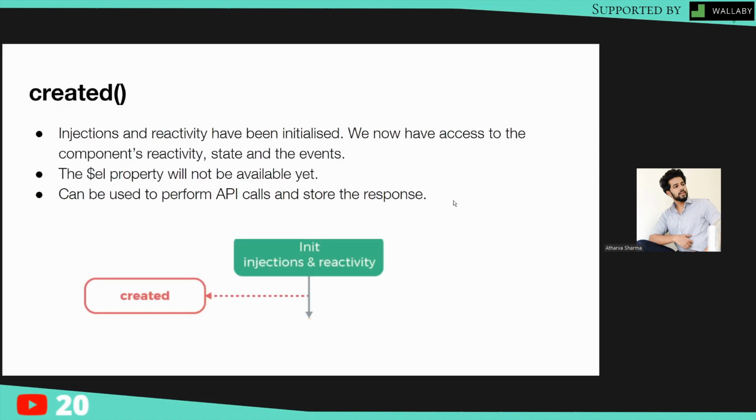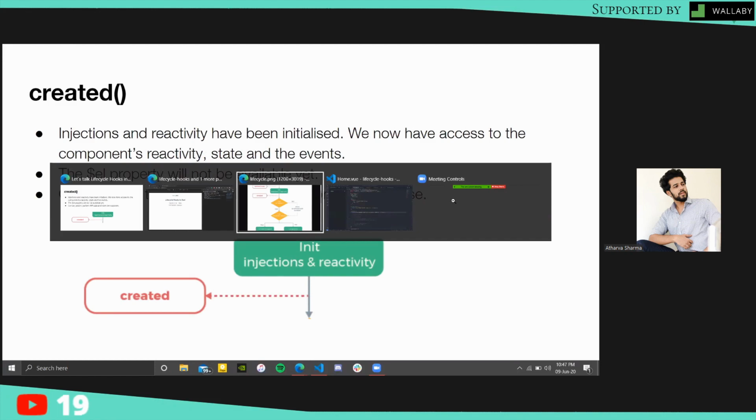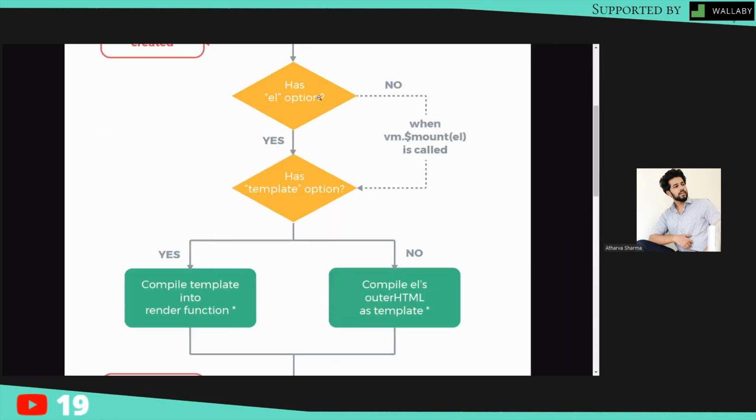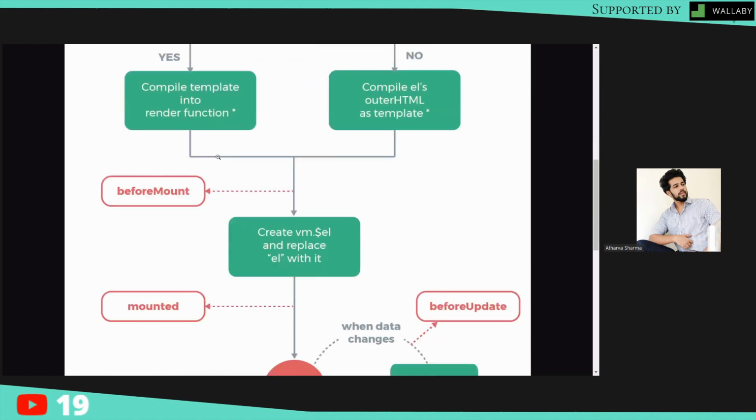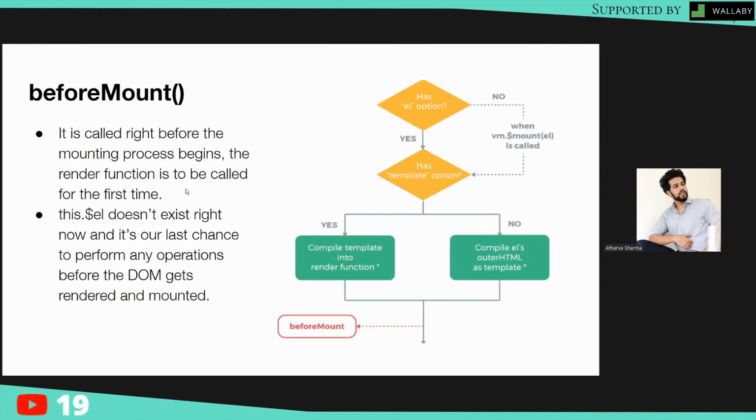Now, after the created hook has been called, it runs through certain steps. You can see them right here. When the element has been mounted and compiled into a render function, the outer HTML of the el has been compiled as the template, and then we come to the beforeMount hook. Inside the beforeMount hook, it is called right before the mounting process begins. The render function is about to be called for the first time. This $el doesn't exist right now, and the beforeMount hook is our last chance to perform any operation before the DOM gets rendered and mounted.